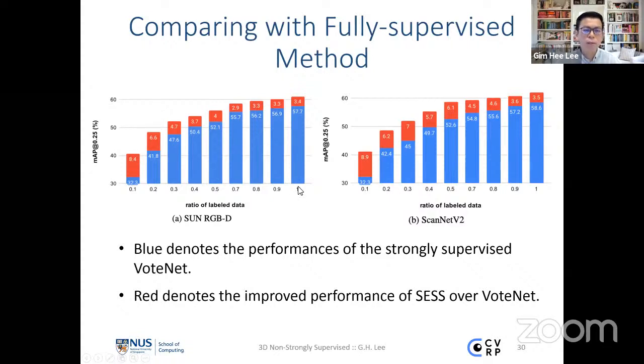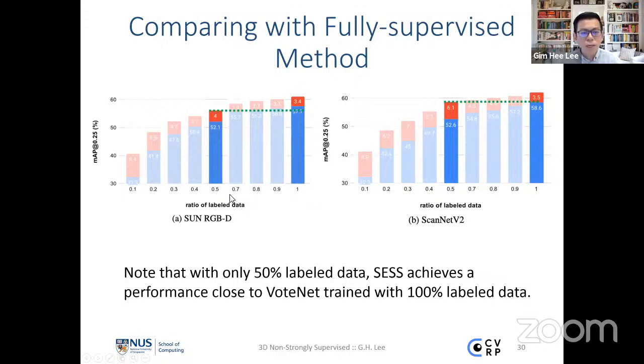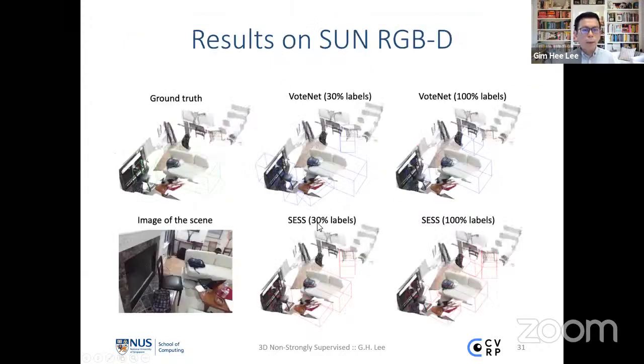And what's interesting here is that with only 50% labels available to our semi-supervised learning network, we can already reach similar performance to the 100% strongly supervised learning backbone network of this VoteNet over here. And here are some qualitative results on the SUN RGB-D dataset. We can see that compared to the 100% fully supervised training network, we can obtain reasonable results over here.